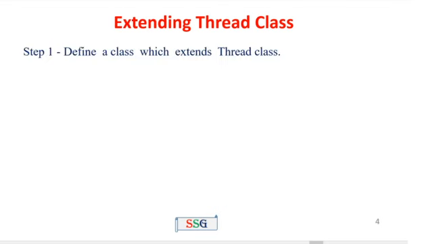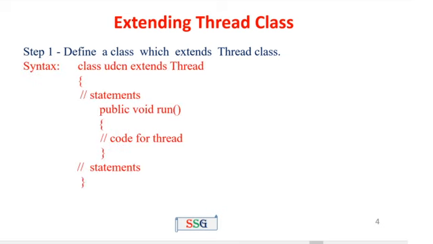Now we will see the step by step process. The first one, define a class which extends the Thread class. The syntax for this class is: user defined class name extends Thread, then open curly brace, set of statements. Next, inside the class, we have to override the run method, that is public void run, then open curly brace, code for the thread and close curly brace, and the remaining set of statements and close curly brace. So we have to define the class which extends the Thread class. This is the first step.